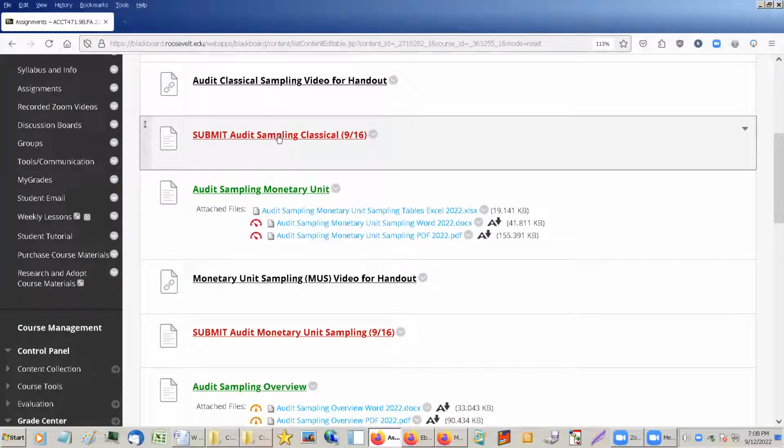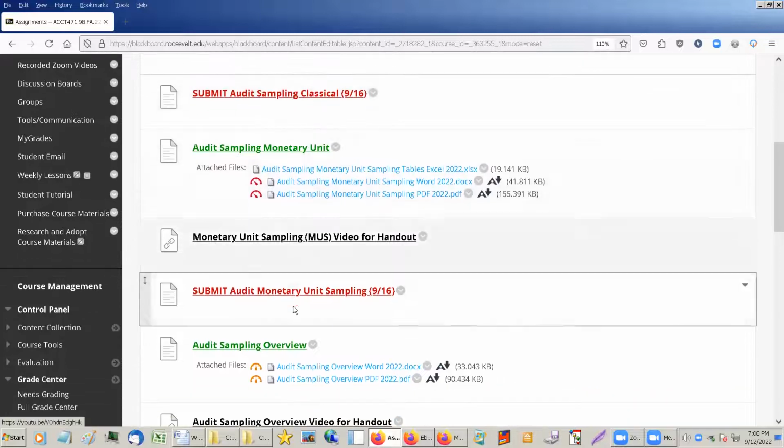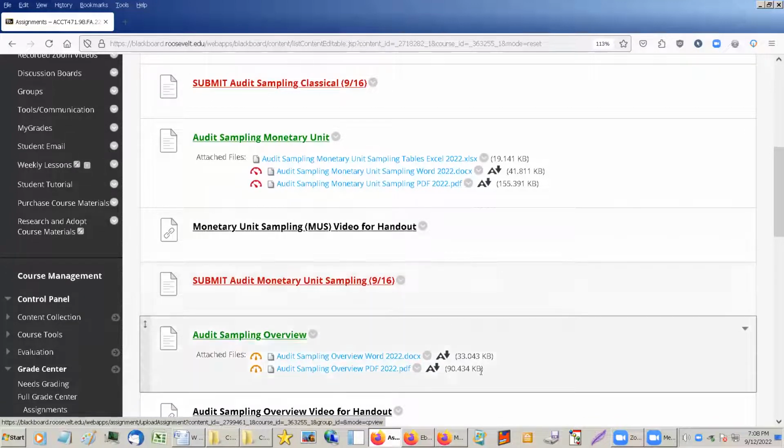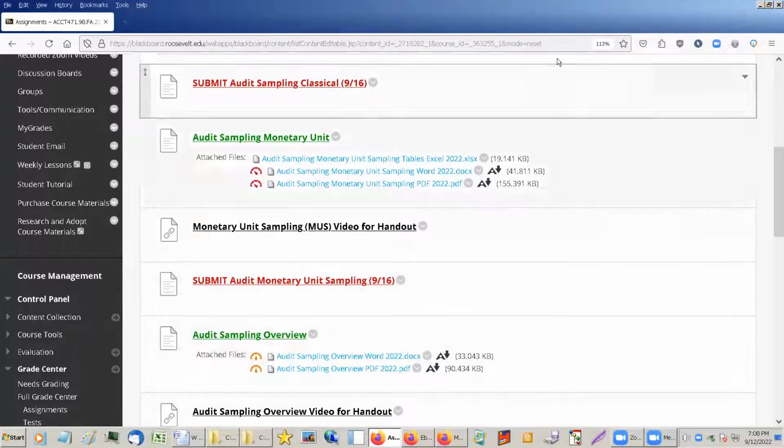On the classical sampling. Okay. So I think we'll go to the monetary unit one, which is the hard one anyway. Generally speaking, if people get stuck on one, it's that.